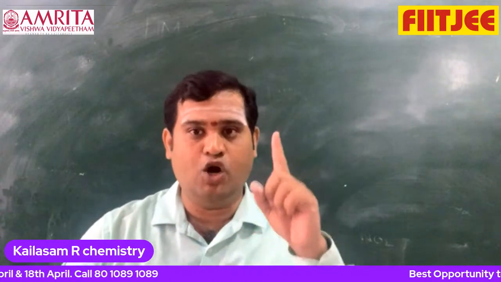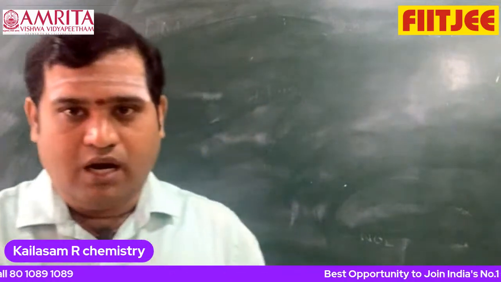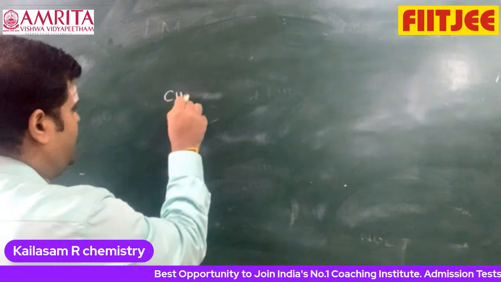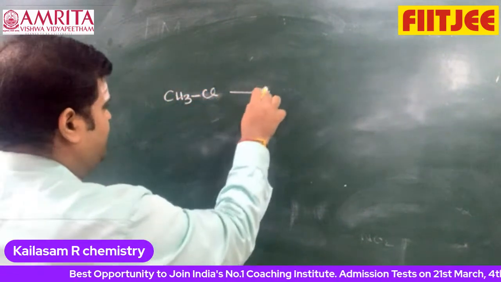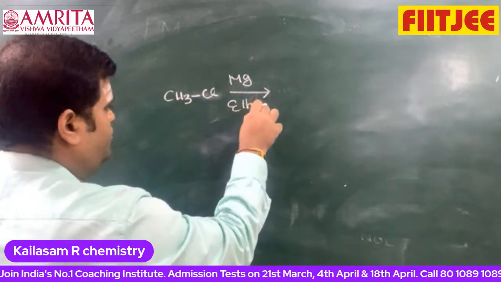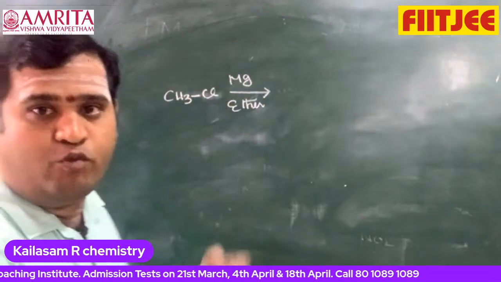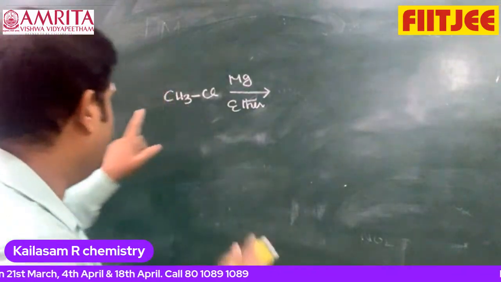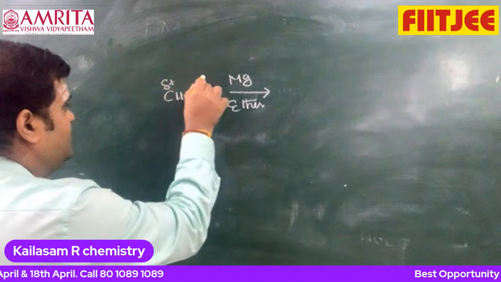First is using Grignard reagent. What is Grignard reagent? How are they going to prepare it? Let us take a simple example. I'm taking CH3Cl, an alkyl halide, in the presence of Mg and ether. We should not use a moist solvent. If moisture is present, the Grignard reagent gets spoiled. Look at this. I can say this is delta plus, this is delta minus.